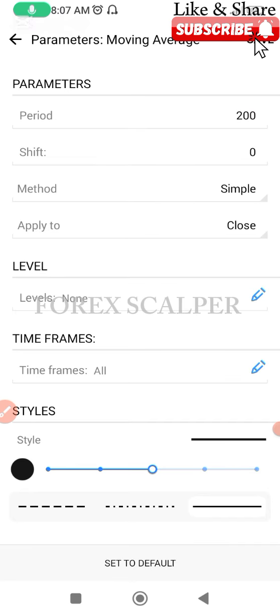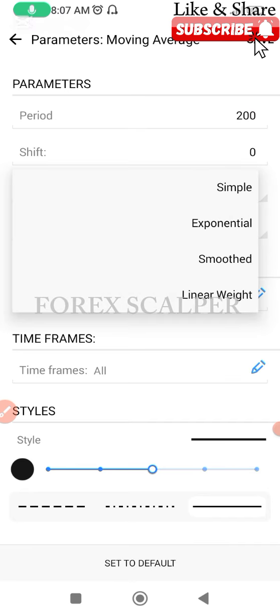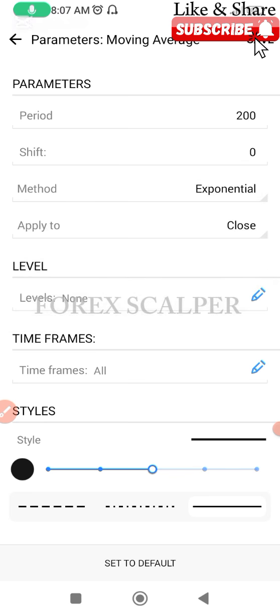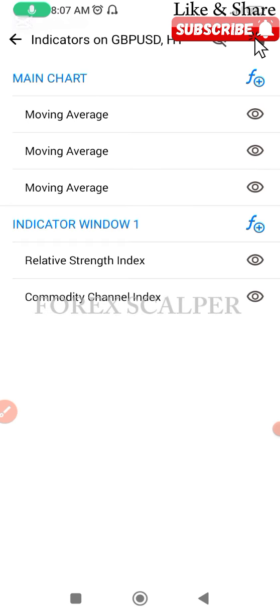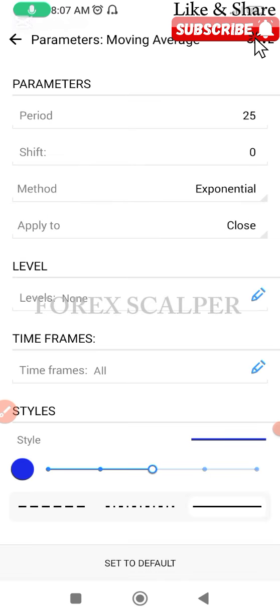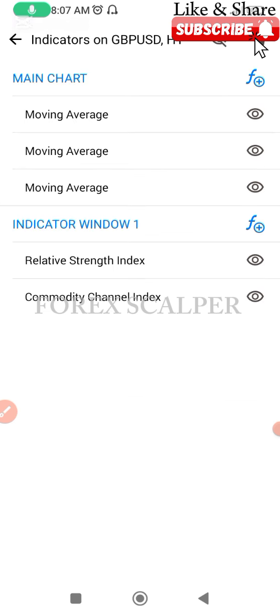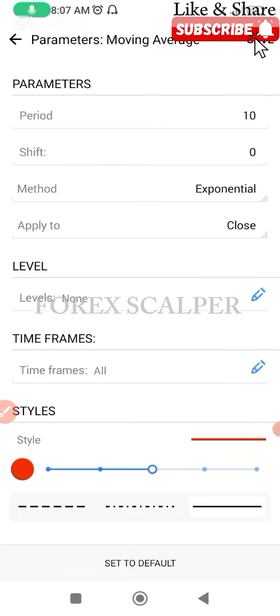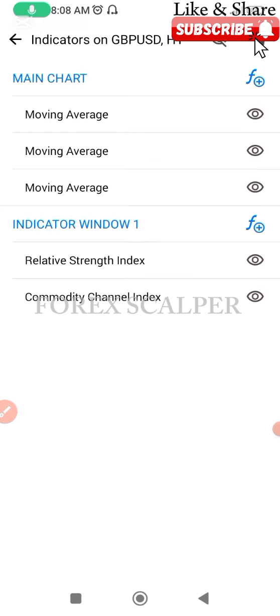I have moving average 200. The shift is 0. The method is exponential. You apply it to close. The next moving average: the period is 25. Shift is 0. Method is exponential. You apply it to close. I have the third moving average. The period is 10. Shift is 0. Method is exponential. You apply it to close.